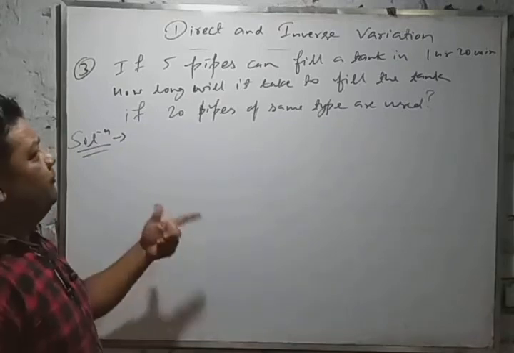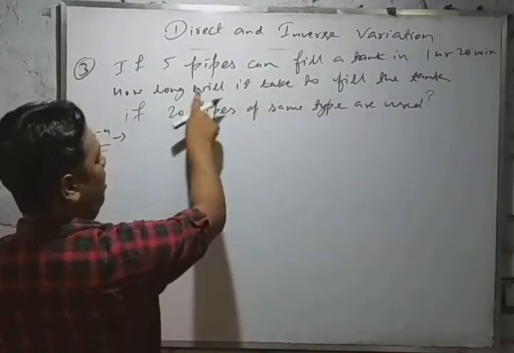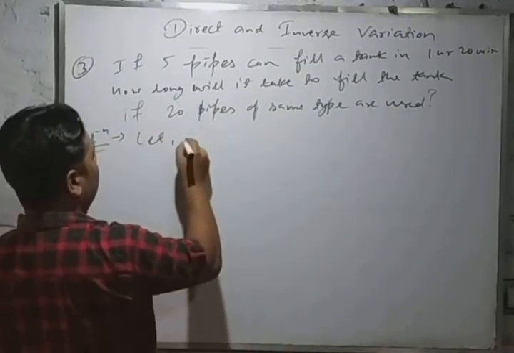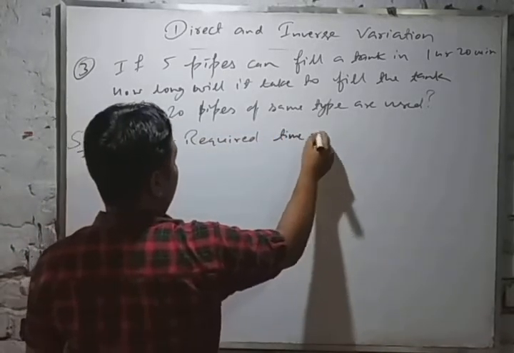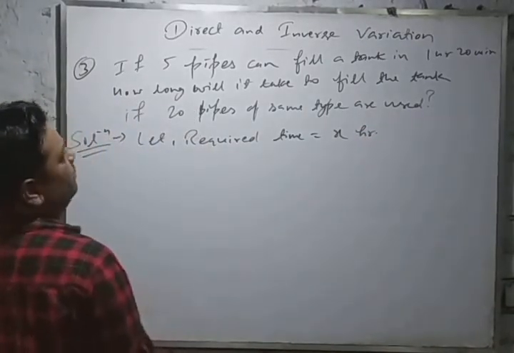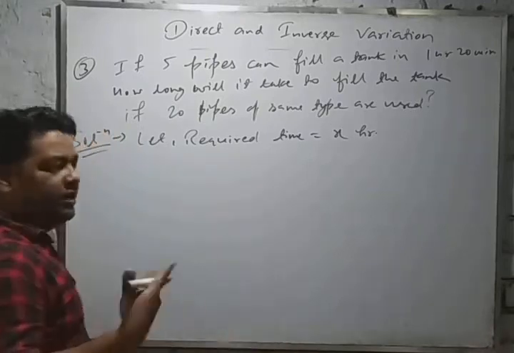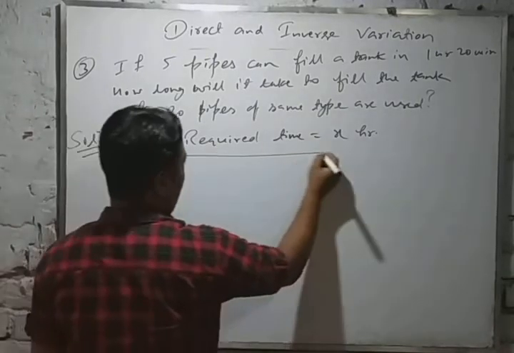Now what is given? 5 pipes in 1 hour 20 minutes. What do we have to find at first? How long will it take? It means time. So we will write let the required time be x hour. We can write in hour, but after that we can change it into hour and minute both. After that we will make a box.